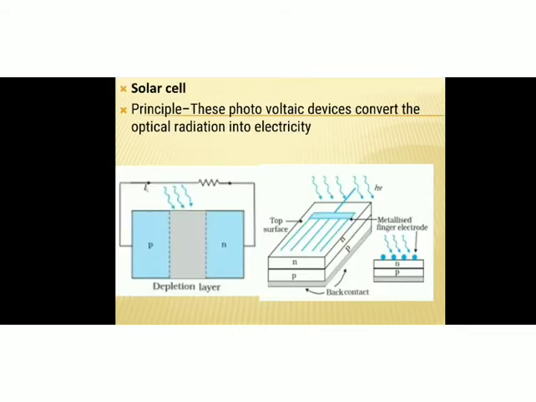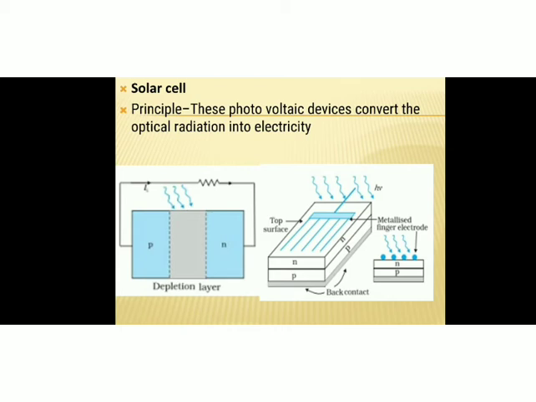Now, let's discuss the last category of special purpose p-n junction diode, that is solar cell. And you all are aware of the use or purpose of solar cell. Solar cell helps to convert solar energy to electrical energy. What is the principle? Solar cells are photovoltaic devices which convert optical radiation into electricity. Optical radiation, that means the sunlight, is converted into electricity.